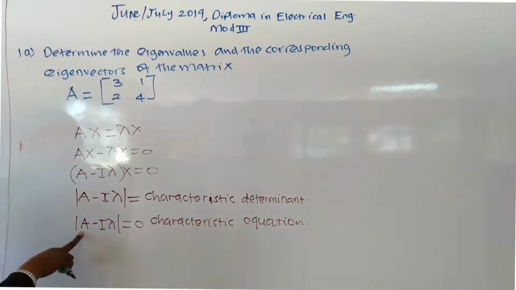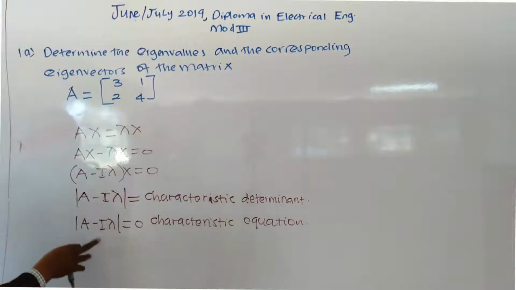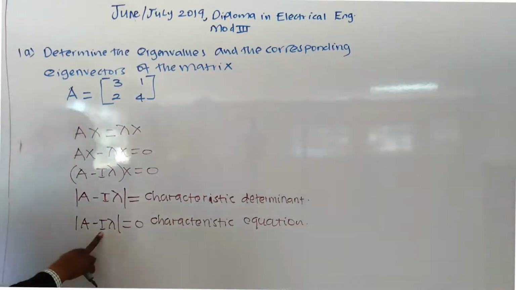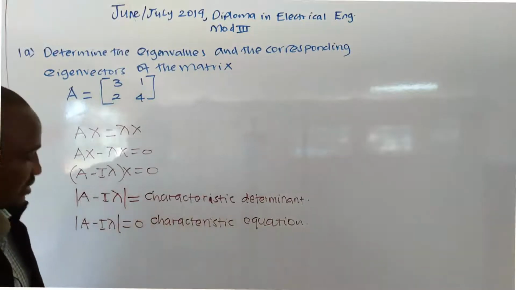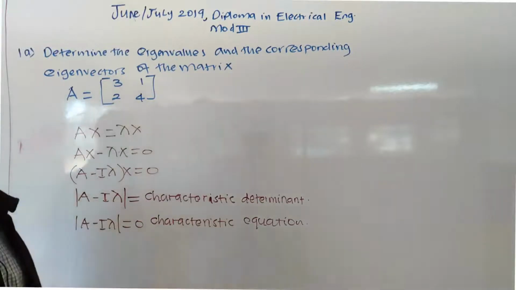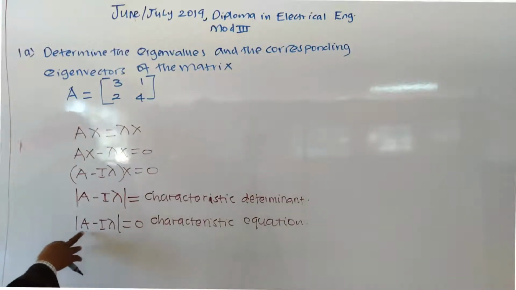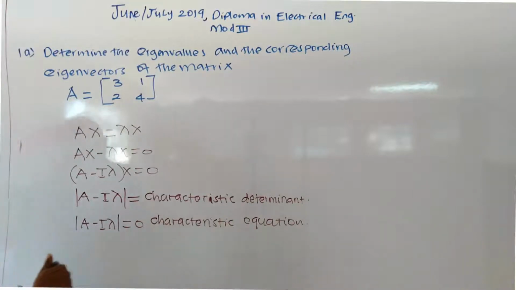We have A, which is a square matrix, 2 by 2. I, we have said, is an identity matrix or a unit matrix which we have introduced because we can only subtract a matrix from a matrix. Remember, lambda is a scalar, so we need to multiply it with the identity matrix to make it a full matrix. Now, let us derive the characteristic equation in matrix form.